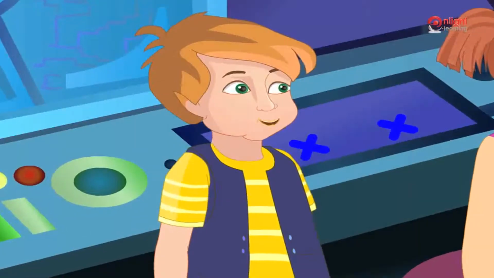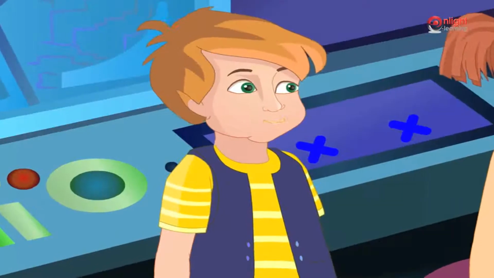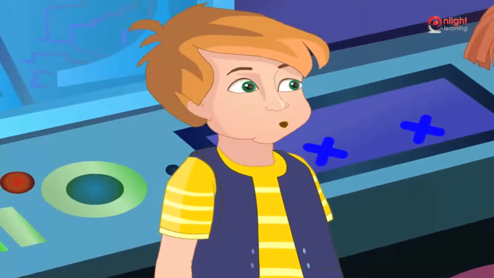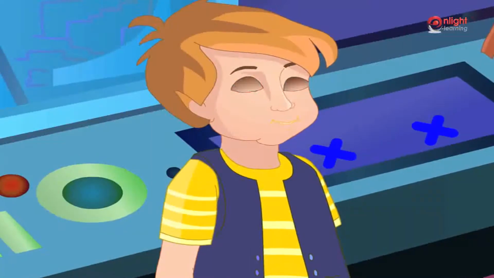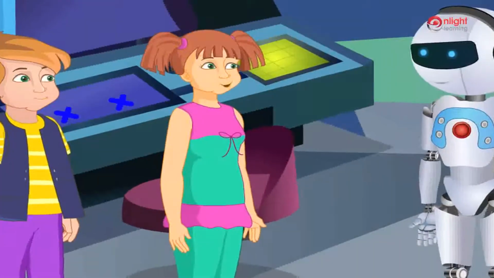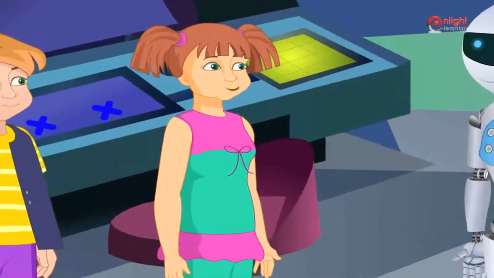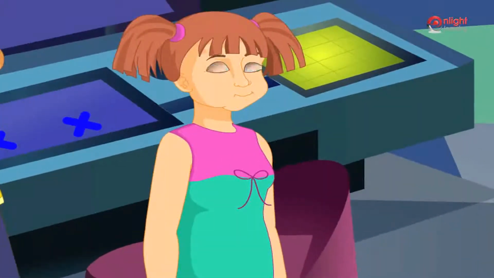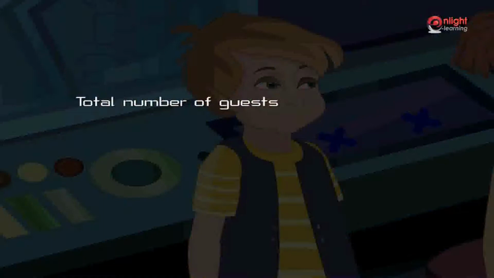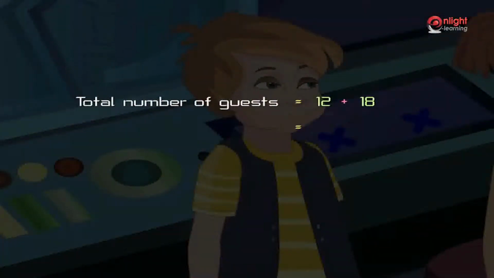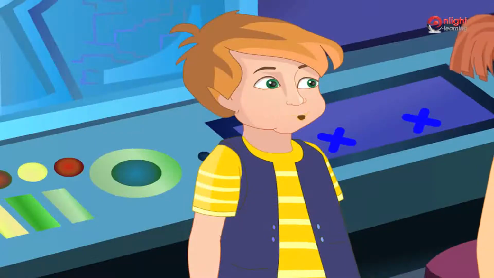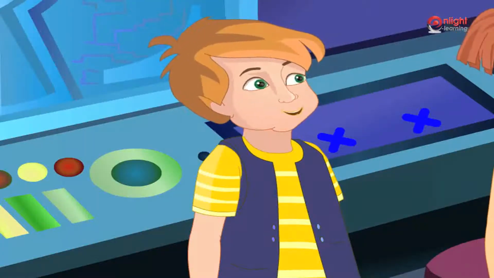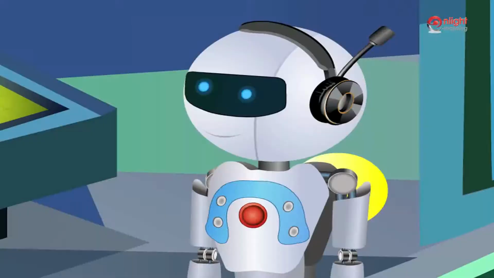Father told us that 12 of his friends will be coming and mother told that 18 of her friends will be coming to the party. Mother asked us to arrange the chairs in such a way that there is equal number of seats in all the rows. Total number of guests is 12 plus 18, which adds up to give 30. We can arrange the chairs in equal numbers by finding the factors of 30.